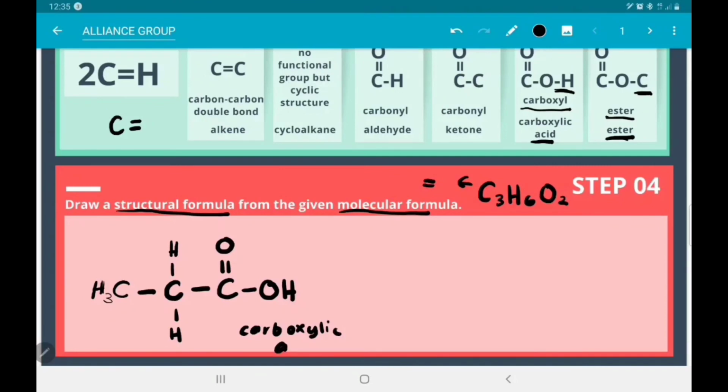We can draw another compound: C, C, and we have C double bond O bonded with another O, and the O is bonded with another C. So the compound is CH3, C double bond O, OCH3. So this is the structure of an ester.